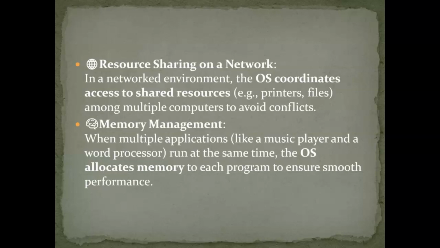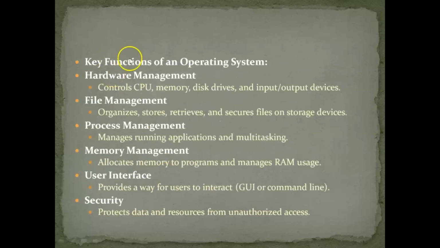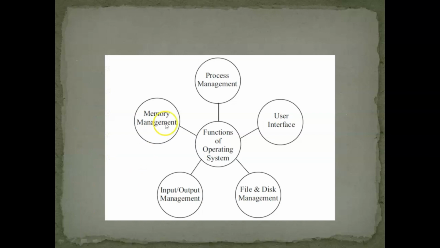The basic functions of your operating system are hardware management, file management, then process management, memory management, user interface, and security. These are the basic classification of your functions. We will see each of them one by one. This is a basic diagram of your operating system functions. In this video, we are going to see two: process management and memory management.